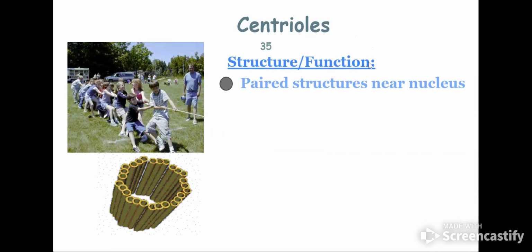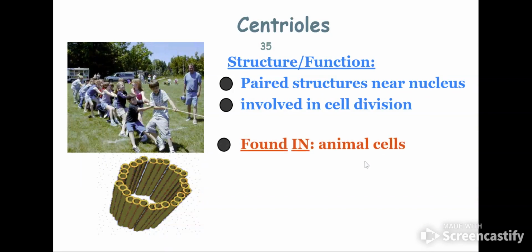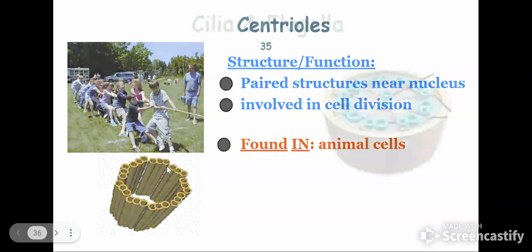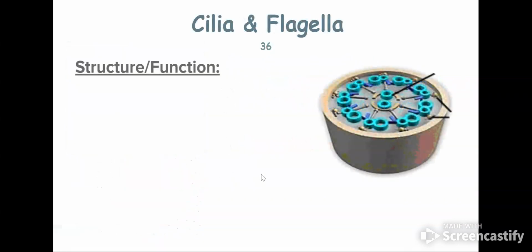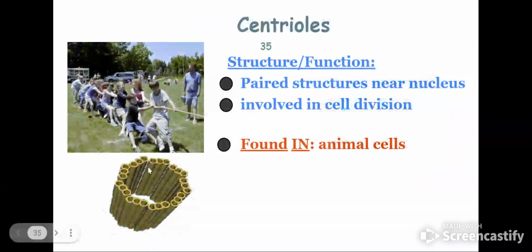Centrioles. These are paired structures that are near the nucleus. They're involved in cell division, so when the cell makes copies of itself, centrioles are used. And this is found in animal cells specifically. So only animals have centrioles. And then here's a little picture. They kind of look like little rigatoni tubes.